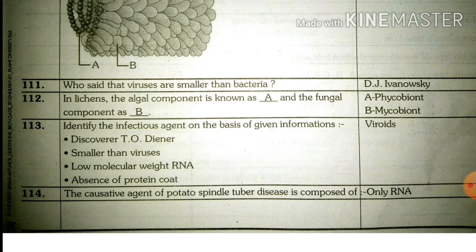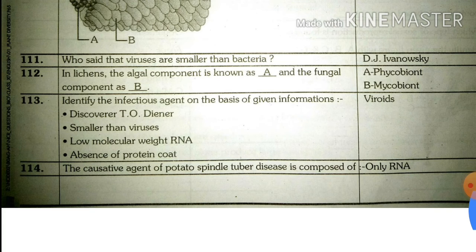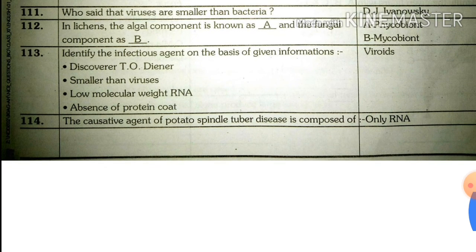D.J. Ivanowsky. In lichens, the algal component is known as phycobiont, and the fungal component is mycobiont. Identify the infectious agent on the basis of given information. Discovered by T.O. Diener, smaller than viruses, low molecular weight RNA, and absence of protein coat. These are viroids. The causative agent of potato spindle tuber disease is composed of only RNA.